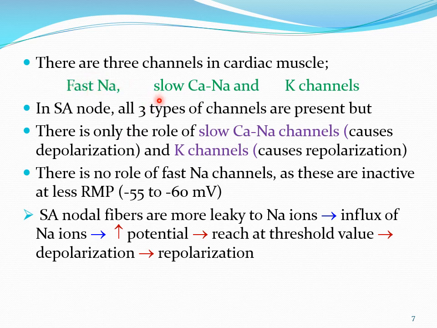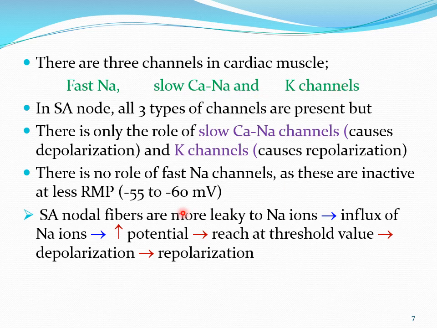So here only the slow calcium sodium channel and potassium channels take part in generation of the impulse, but there is no role of fast sodium channel. Try to remember that in our previous property we discussed there are three types of channels, and they cause the plateau potential in cardiac muscle. But in the pacemaker cell there is a difference: there is no role of fast sodium channel, only the slow calcium sodium channel and the potassium channels.